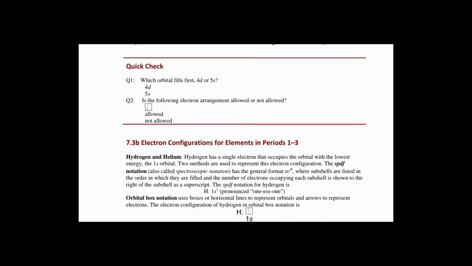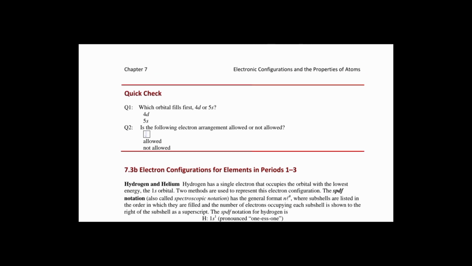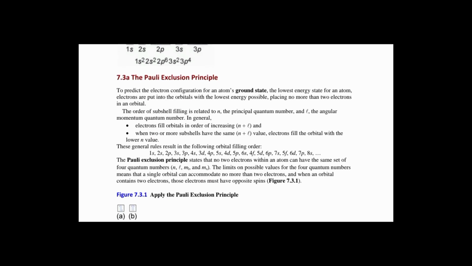Which orbital fills first, 4d or 5s? First of all, you will check the n plus l value. The n plus l value for 4d is 4 plus 2, which is 6, and for 5s it will be 5 plus 0, which is 5. So 4d will be filled first.